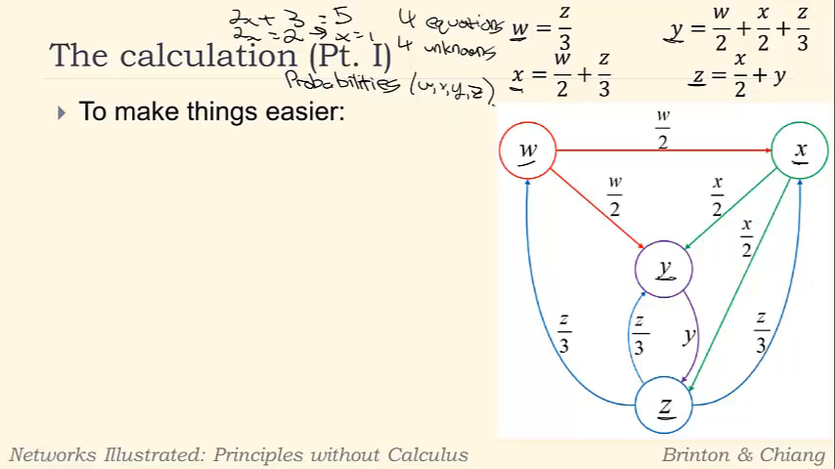So if you add up W, X, Y, and Z, that has to be equal to 1, because logically speaking, you have to be on one of the nodes at any given time. They have to add to 1 because you're 100% certain that you will be on either W or X or Y or Z at any given time. And so we can make things easier by noting that these probabilities must sum to 1. And so we can say that W plus X plus Y plus Z must be equal to 1.